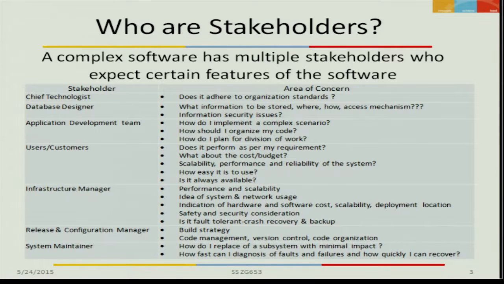So indication of the hardware and software cost, scalability issues, deployment location, safety and physical security considerations. These are the things that the infrastructure manager would have. You need to address those. Is it fault tolerant? Does it have a crash recovery mechanism? What are the backup techniques or scenarios that you have thought of? So these are the things that the infrastructure manager might ask you. They may not ask all of them, but these are the possible questions or concerns that they have, and if they have, as an architect, you need to have an answer. So therefore, in the blueprint, these things must be addressed.